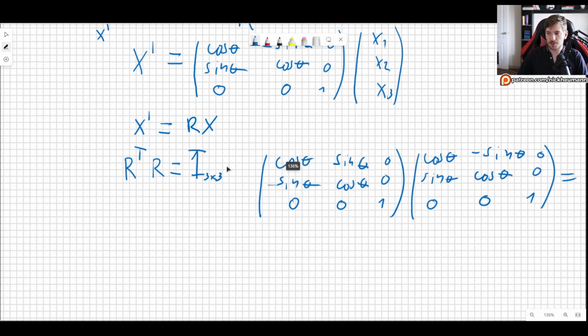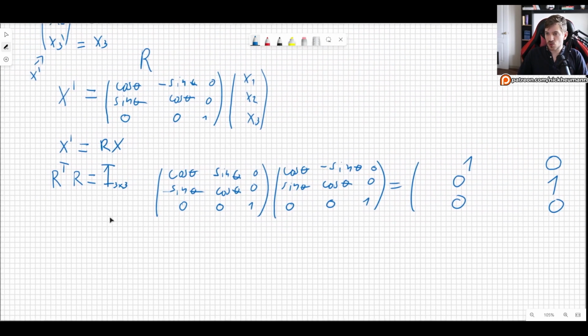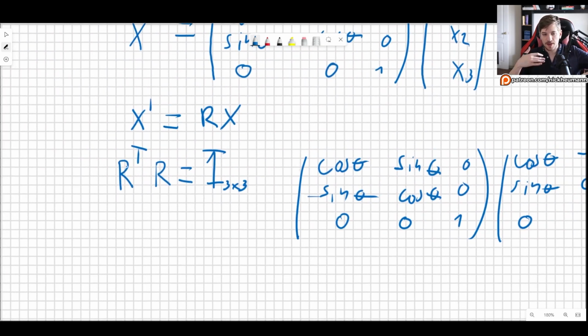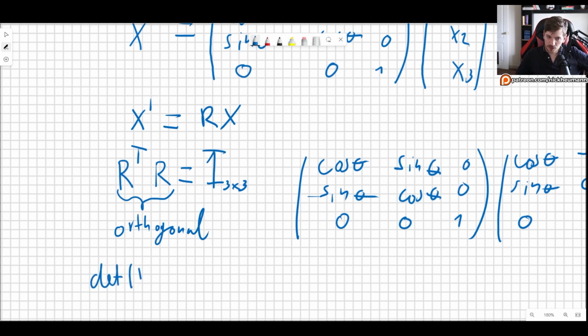But just so that you keep that in mind. Okay, so we can see that this is true, right? So the matrix is orthogonal. That's what this means. When a matrix multiplied by its transpose gives you the identity matrix, this just means that the matrix is orthogonal. And another important thing is that the determinant of R is equal to, let's see.